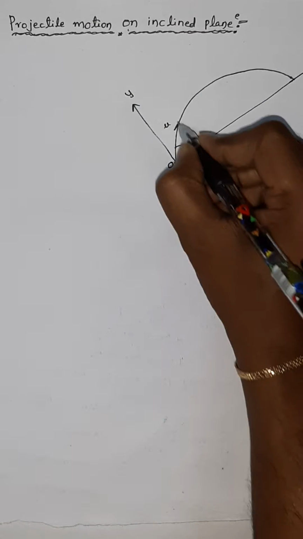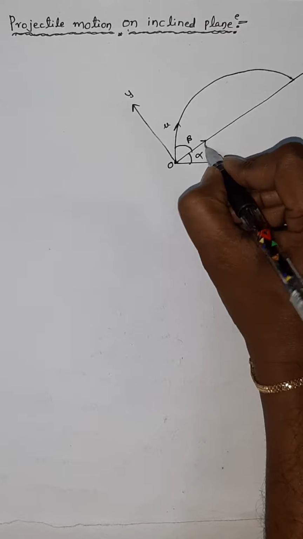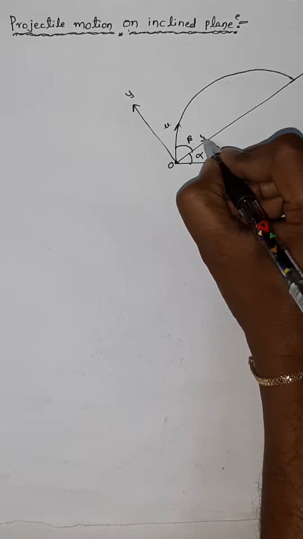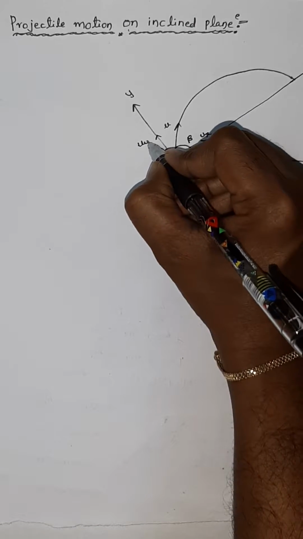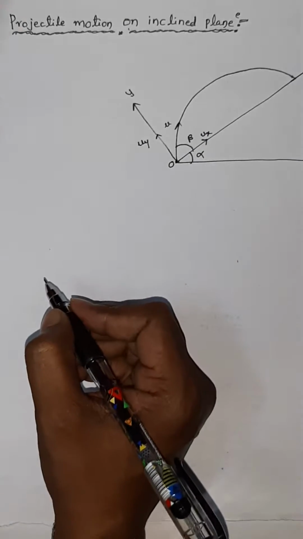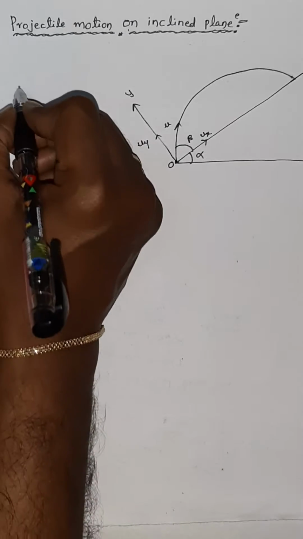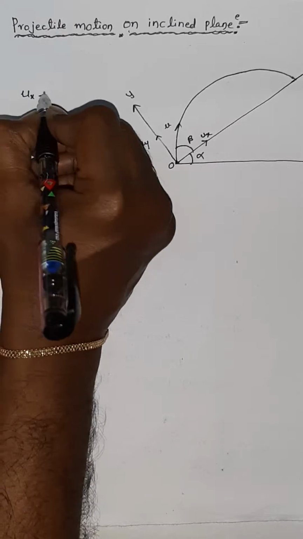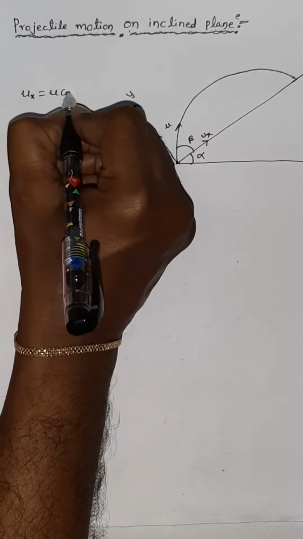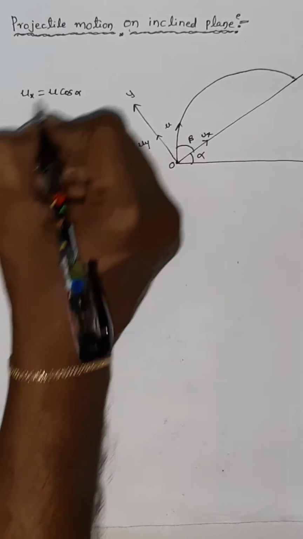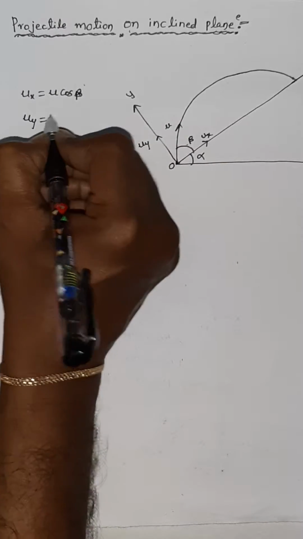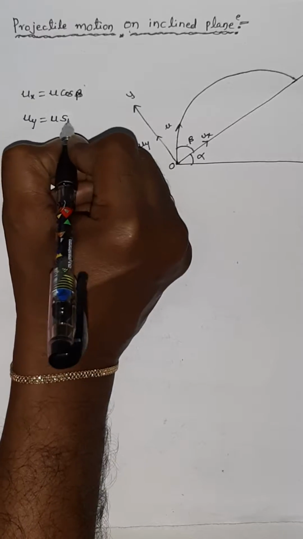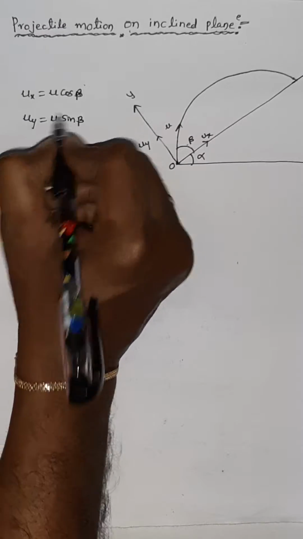Here the initial velocity of the projectile is resolved into two components. One component is called the ux component and the other one we can call the uy component. So resolve the initial velocity into two components. One is ux, which can be written as u cos alpha, sorry, u cos beta, because I have taken beta angle here, and uy is written as u sin beta.